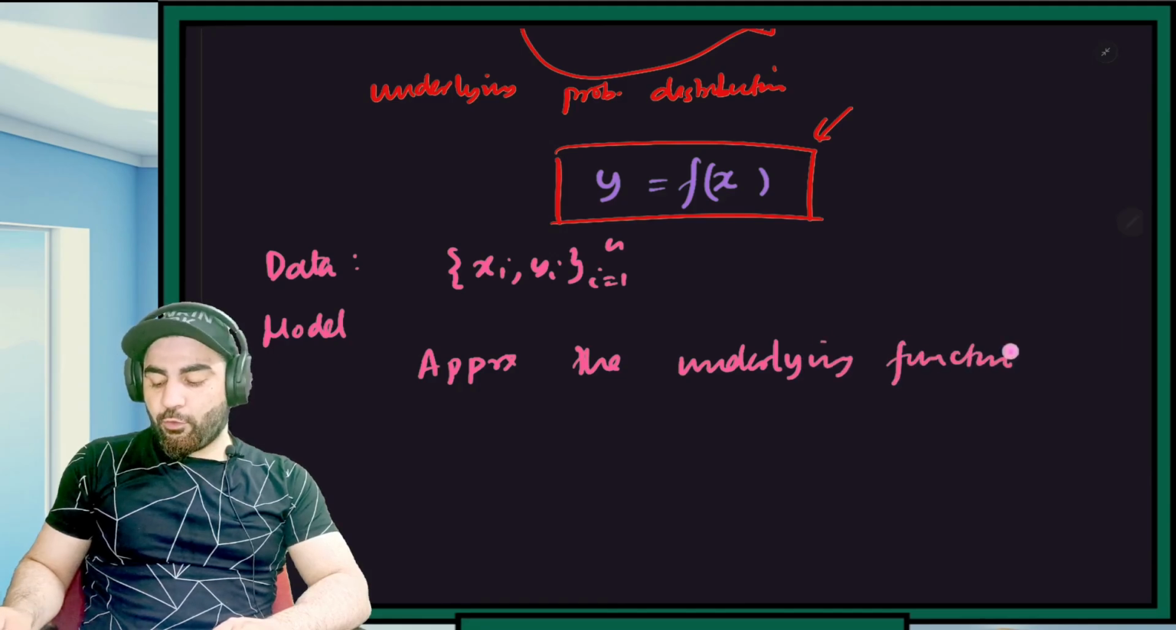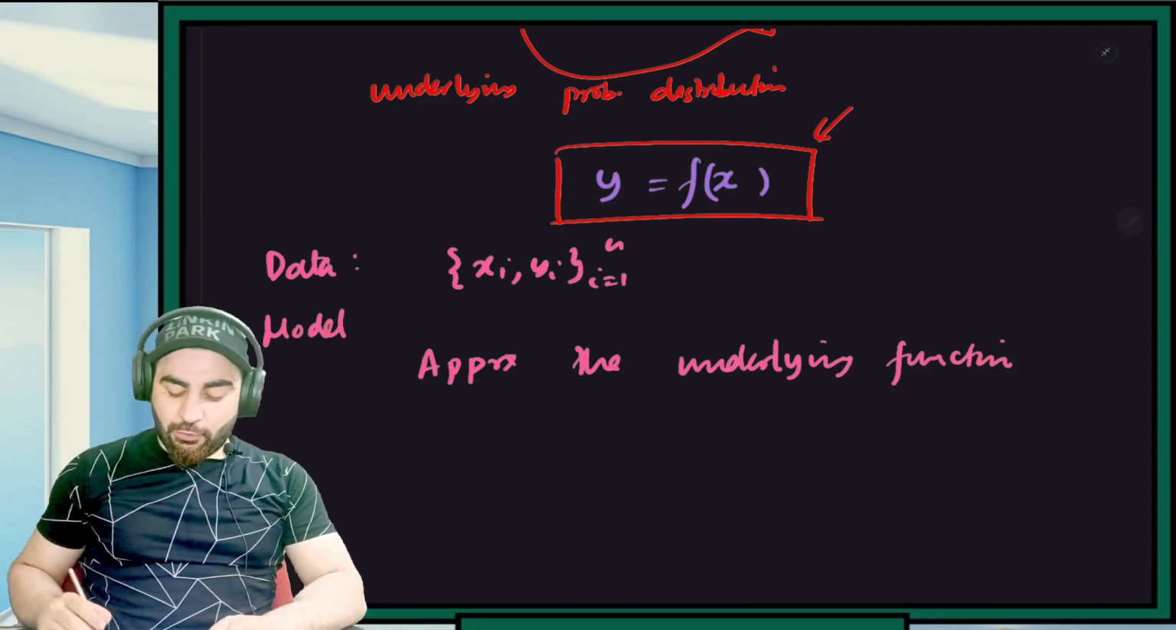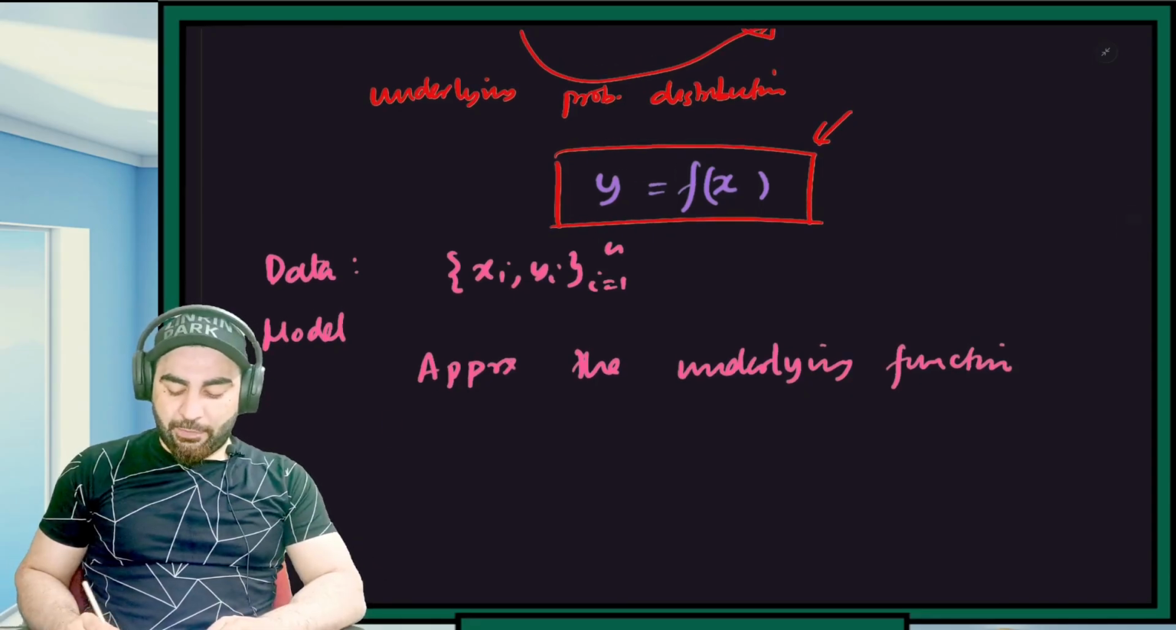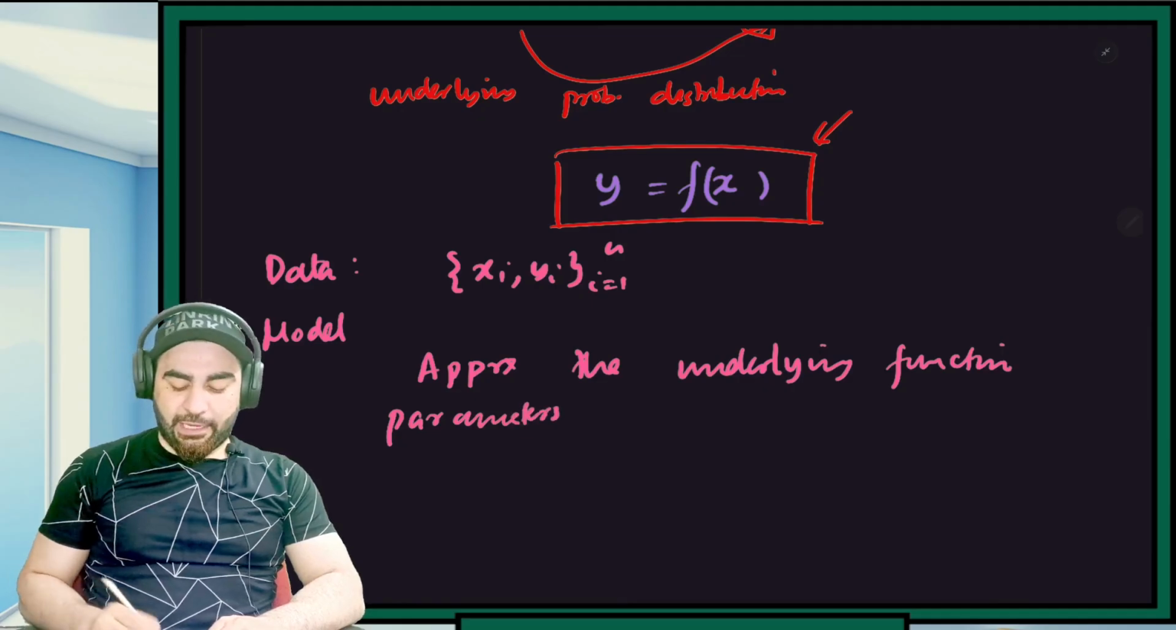So this is what we want. We want to approximate the underlying function that has generated this data. Okay, so how do we do that? In deep learning, we do that by parameters. So we now will have a parameterized function.